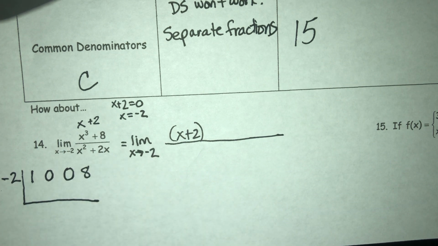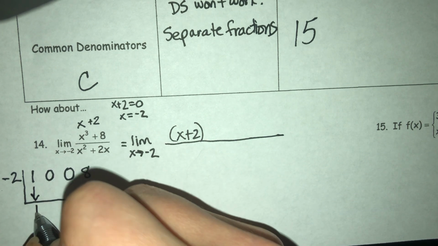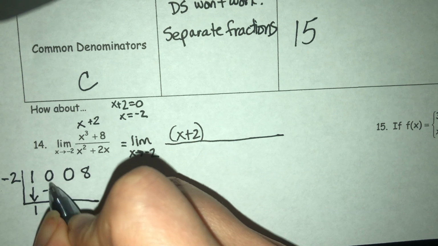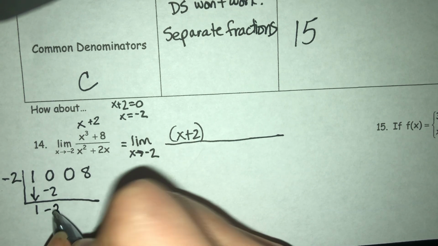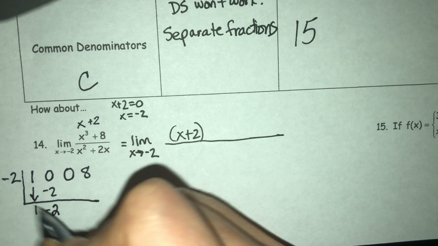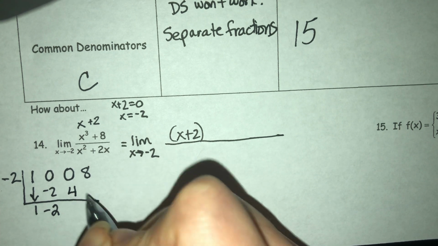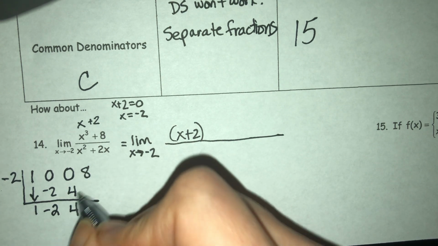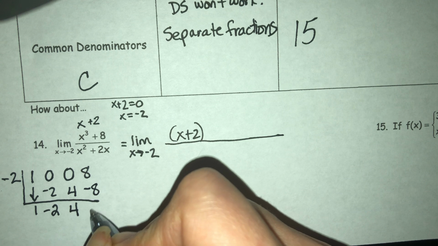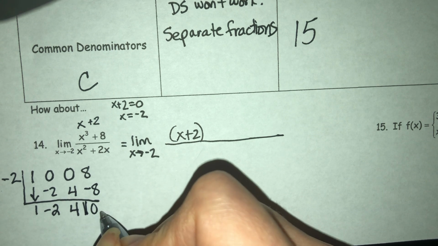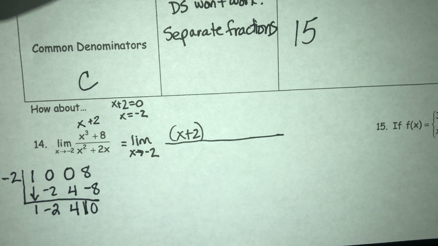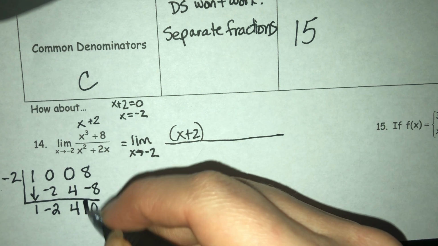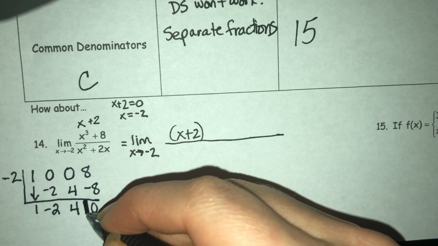So you bring down the 1, and then you multiply diagonally. 1 times -2 is -2. Then you add vertically, so that adds to -2. Multiply diagonally, 4, add vertically, 4, multiply diagonally, -8, and add vertically, 0. That last number is your remainder, and that remainder should be 0 if it works.